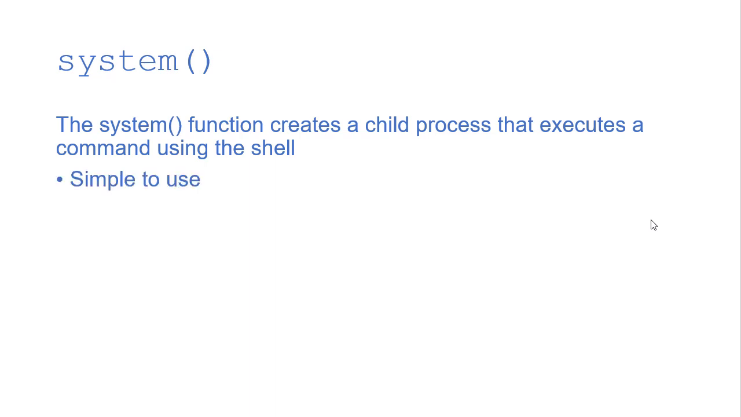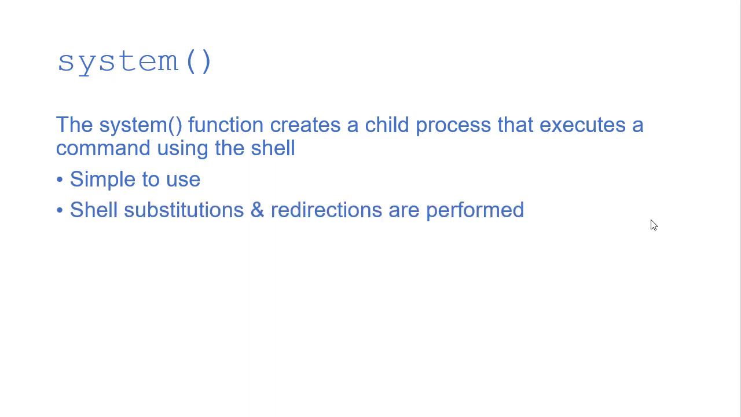Now the system call itself is very simple to use. You pass the function a string, that's the command you want to execute. And since the shell is used to execute the command, all the typical shell substitutions, redirections, and so forth are performed before the command is actually executed. So things like wildcard substitution, environment variables, those sort of things get expanded in the same way as if you were entering the command at the shell.